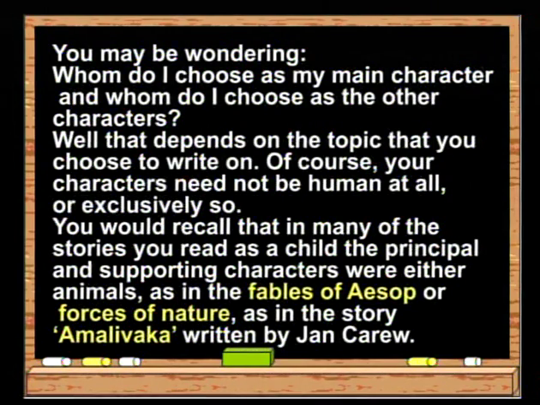You could recall that in many of the stories you read as a child, the principal and supporting characters were either animals, as in the fables of Aesop, or focused on nature, as in the story of Amalivaka, written by Jan Carew.